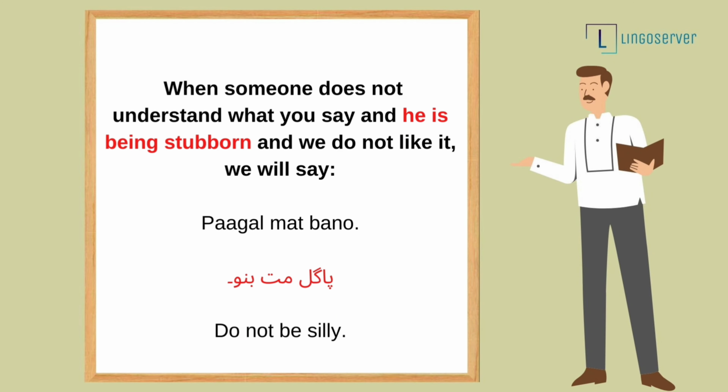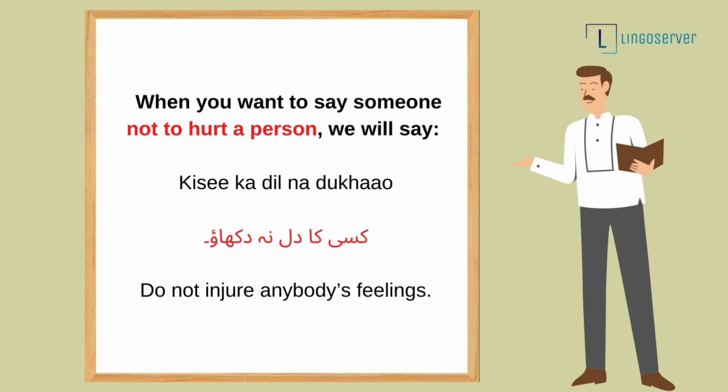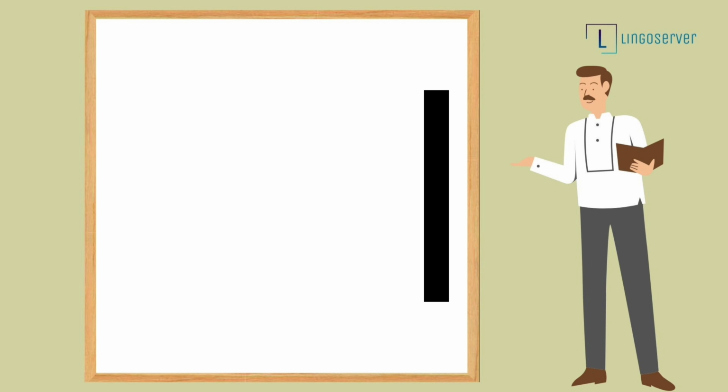When someone does not understand what you say and he is being stubborn and you do not like it, we will say, पागल मत बनो. Do not be silly. When you want to say someone not to hurt a person, we will say, किसी का दिल न दुखाओ. Do not injure anybody's feelings.